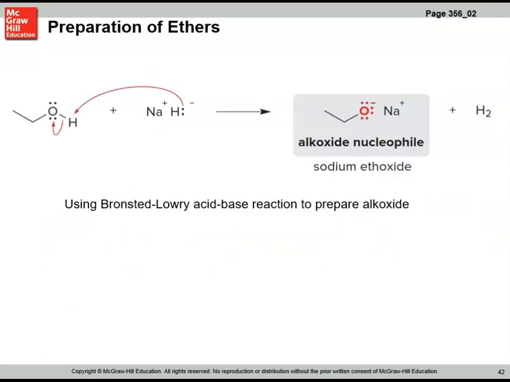One really great way to generate the alkoxide nucleophile is by using sodium hydride. So sodium hydride is going to allow the hydrogen to be negatively charged, and that will help it be a very strong base for pulling off this hydrogen from the oxygen. And so then we generate this alkoxide nucleophile.